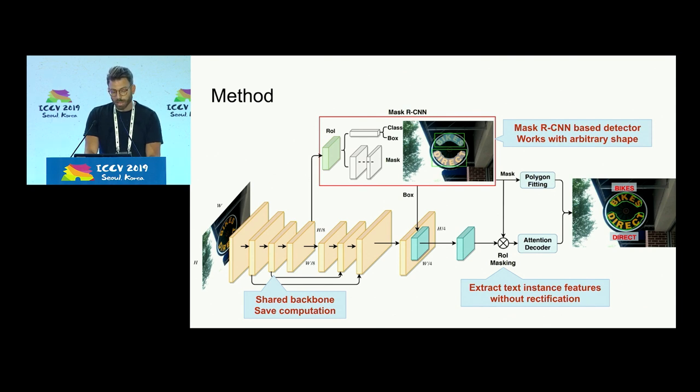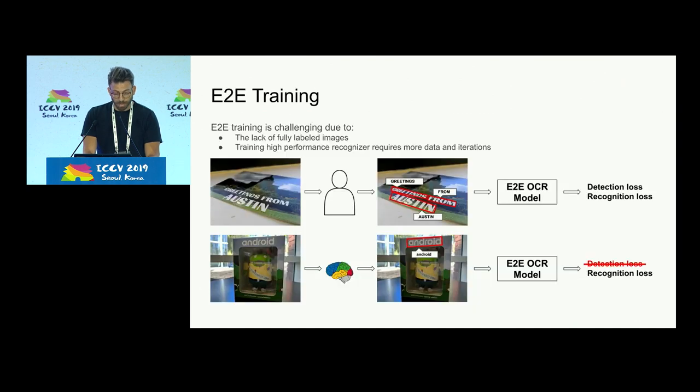For text recognition, we exploit context through a single-layer sequence-to-sequence model with attention. The whole pipeline is end-to-end trainable, allowing us to learn a shared backbone from both detection-level and recognition-level supervision. Training this multitask system is challenging due to the limited number of images in the wild that come with joint text detection, segmentation, and recognition supervision.